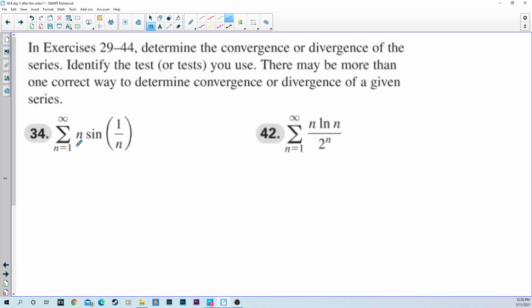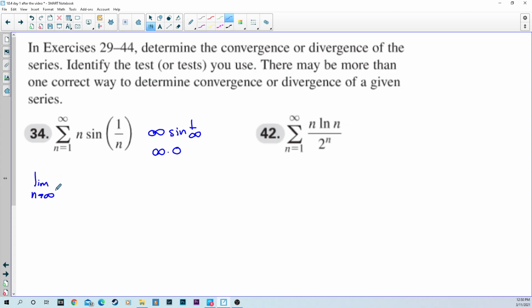Number 34. This one we can't use the ratio test. Well, this is going to be an indeterminate form, so we're going to use the nth term test for this. If we plug infinity into n, when we do the limit, that's infinity times sine of 1 over infinity, which is the sine of 0. So this is infinity times 0. We're going to use the nth term test for this.